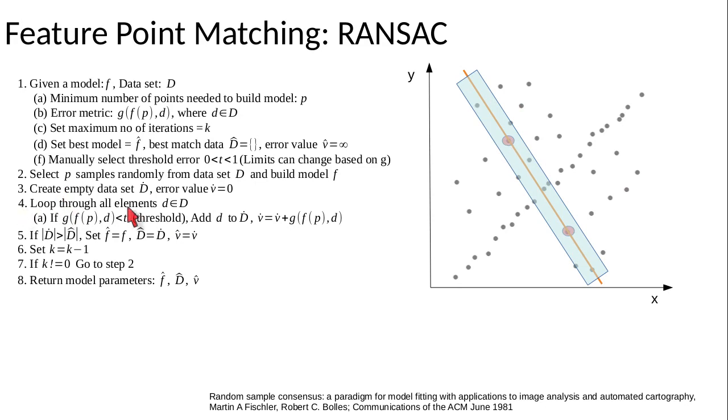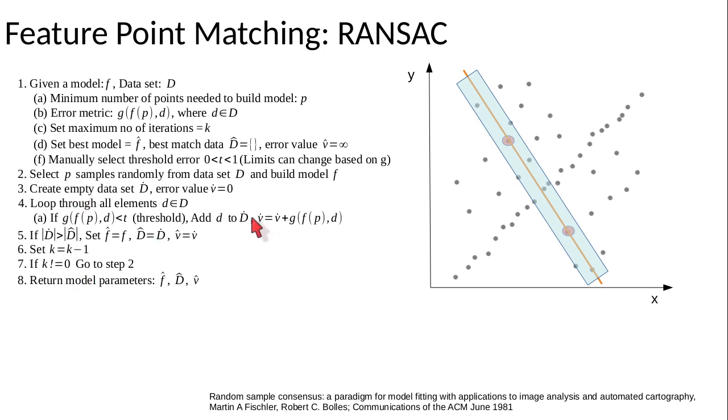In step 4, we loop through all the elements in the dataset. That means we loop through all the elements in this large dataset and select those elements which fit the model within a certain threshold. That means if the error metric of a sample with respect to this line is within a certain threshold, that particular sample is added to the dataset D dot, and the error of that sample is added to V dot. This highlighted area around the line represents all the points which will be within this threshold. For instance, this point, this point, this point, and these points are within the threshold of this line. So all these points would be added to D dot, and their corresponding error measures will be added to V dot.